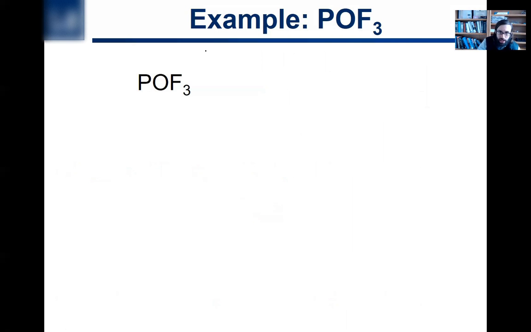POF3, very similar idea here. Phosphorus is the central atom. It's the least electronegative, so I'm going to put that in the center and connect these. But before I did that, I'm getting ahead of myself, because I should have calculated the number of valence electrons. Phosphorus is in group 5, oxygen is in group 6, and fluorine, a halogen, is 7. And so what are we at there? 21 plus 6 is 27, plus 5 is 32 valence electrons.